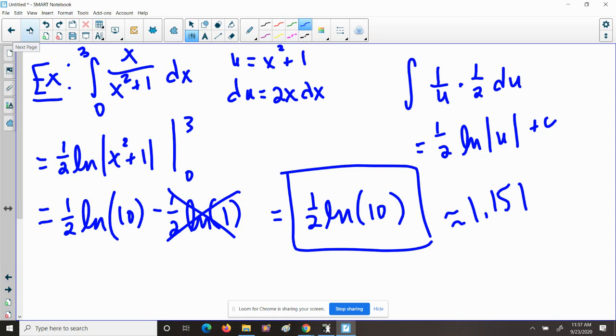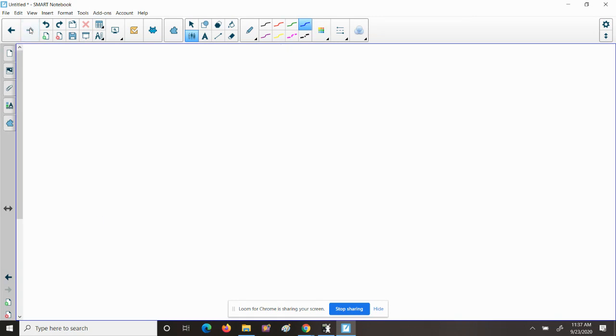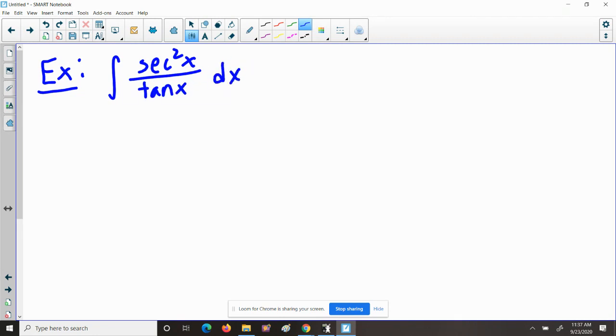All right, let's try one with trig as well. I won't do a definite one, but we'll try one with trig. Let's say we have the integral of secant squared of x over tangent of x dx. Now, this is probably where people start to get confused and say, well, how do I know that I'm ending up using a natural log? To which I would say you might not know that to begin with.